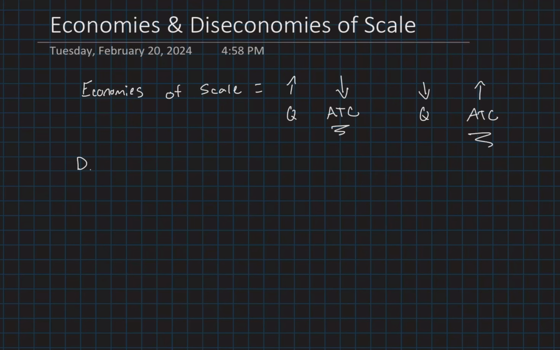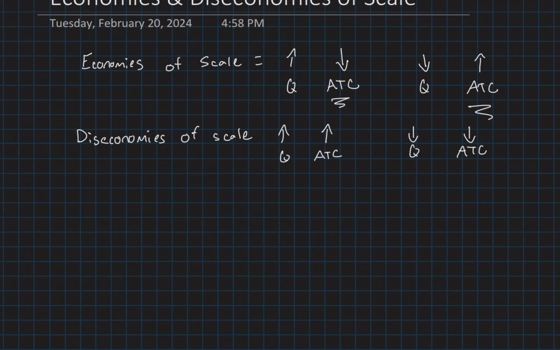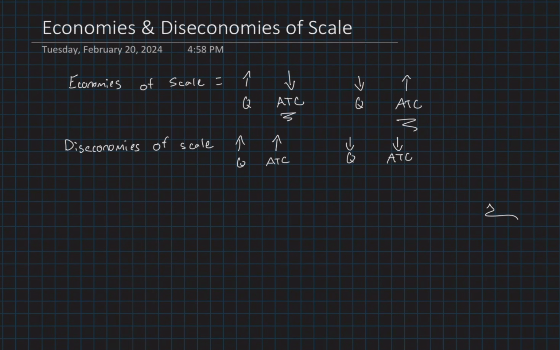Then finally, what is diseconomies of scale? Diseconomies of scale says the opposite. So as quantity increases, guess what? Average total cost increases. As quantity decreases, guess what? Average total cost decreases. So when the arrows are together, same sign, diseconomies of scale. Got it? Got it.